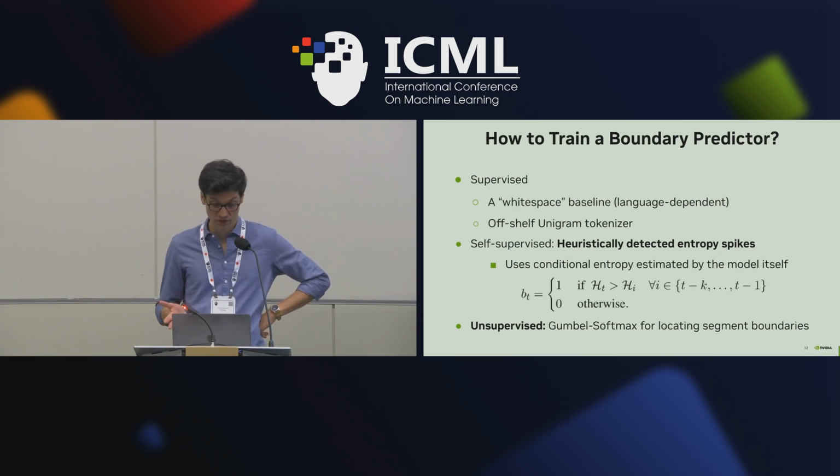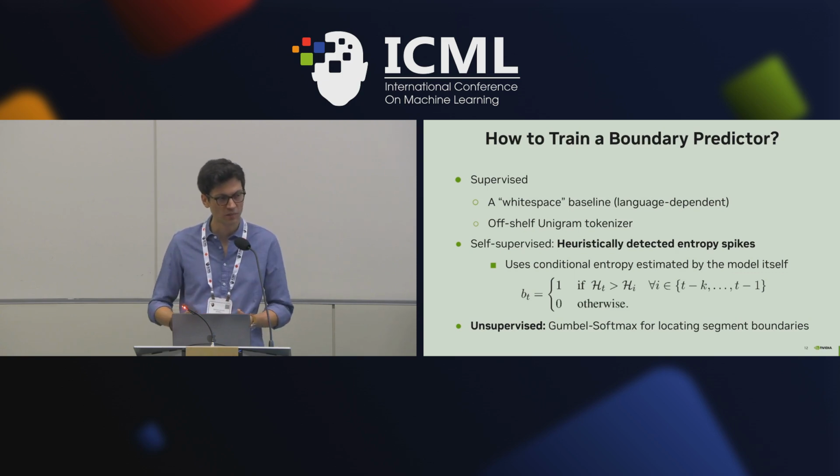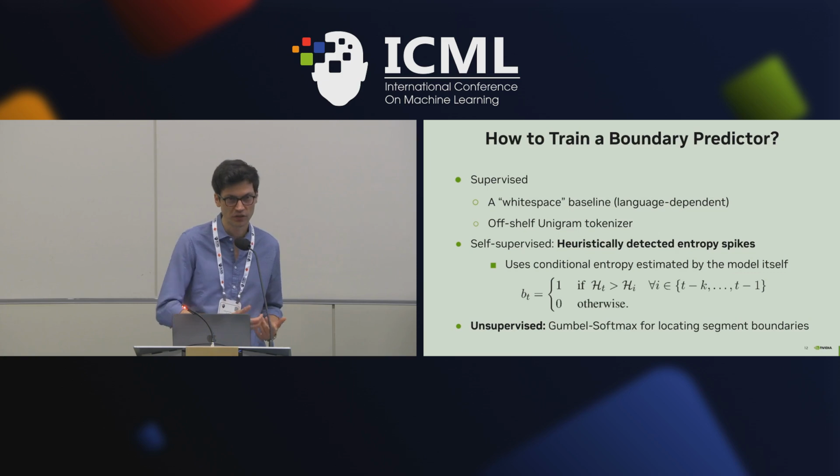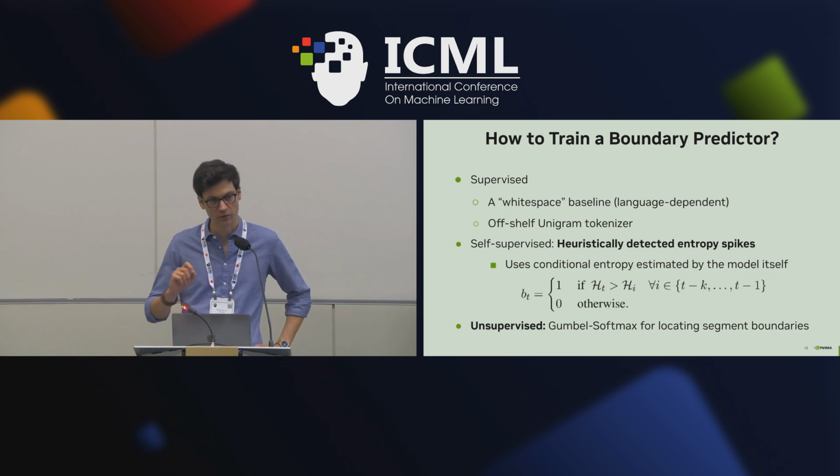The first one is self-supervised, so we try to predict those entropy spikes with a heuristic. You cannot really take them as is, because you need to somehow detect if there is a spike or not. But a simple heuristic, when you look at a couple of preceding tokens, and if the one that you're looking at has the highest entropy and it's a spike, that seems to fit the bill. The last one was purely unsupervised, and we tried to learn the boundaries with Gumbel softmax, so predicting 0 or 1 for every location in the sequence.